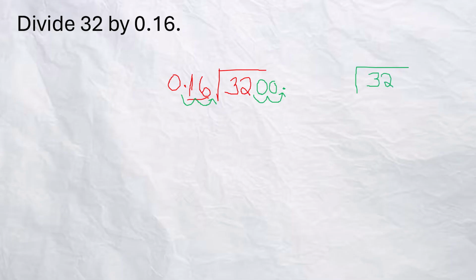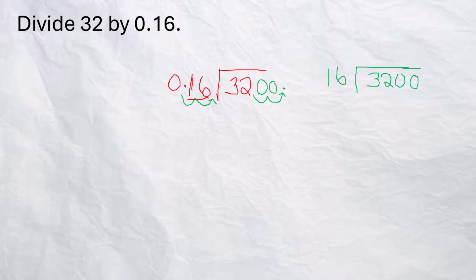Next, let us try dividing 32 by 0.16. Since we have two decimal places here, we have to move this decimal point twice to the right. So 1, 2. Since we move 2 times in your divisor, we have to move also in your dividend twice. So 1, 2. And then we put here your decimal point. And then we have 2 empty spaces, so we need to put 2 zeros. So it will now become 3,200 divided by 16.